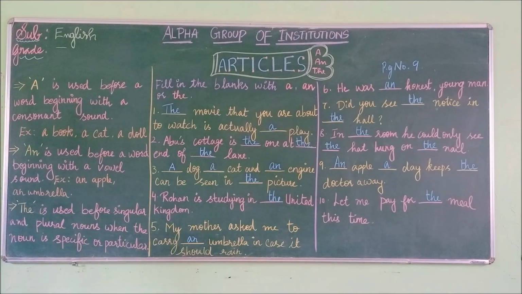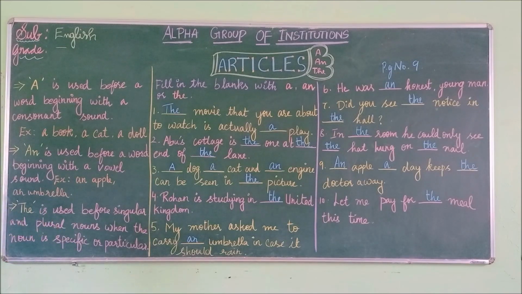Next we have got the article the. The is used before singular and plural nouns when the noun is specific or particular. So where do we use the article the? We use it before either singular or plural nouns. We use it when the noun is specific or particular, when we are talking about something in particular or specific. So the is used before singular and plural nouns when the noun is specific or particular.